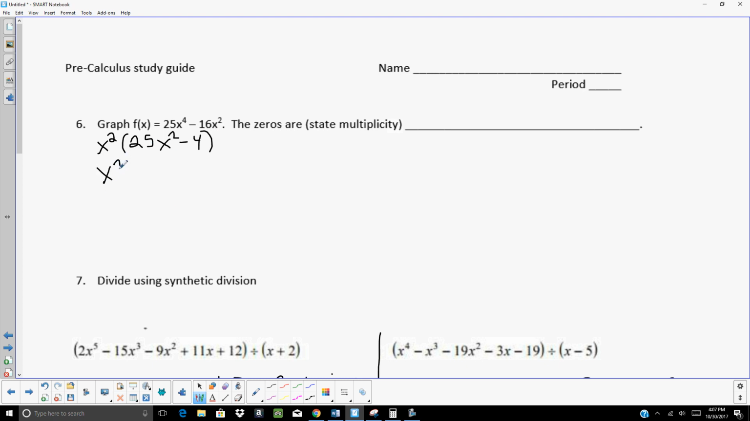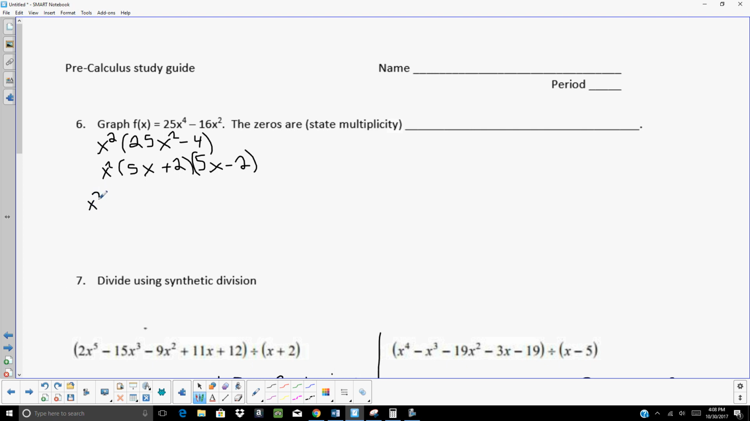So x squared, trying to draw a 5 there, not succeeding. Oops, and I did not mean to erase my 4 there. 5x plus 2, 5x minus 2. All right, so that is factored out.